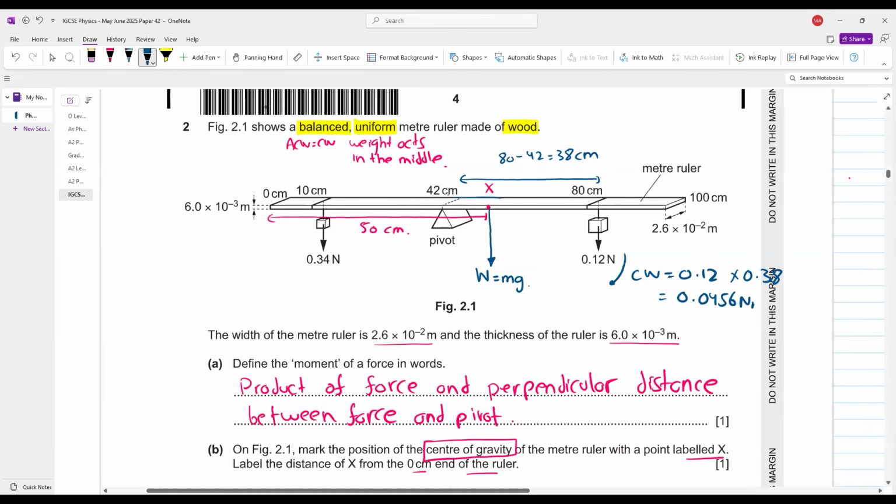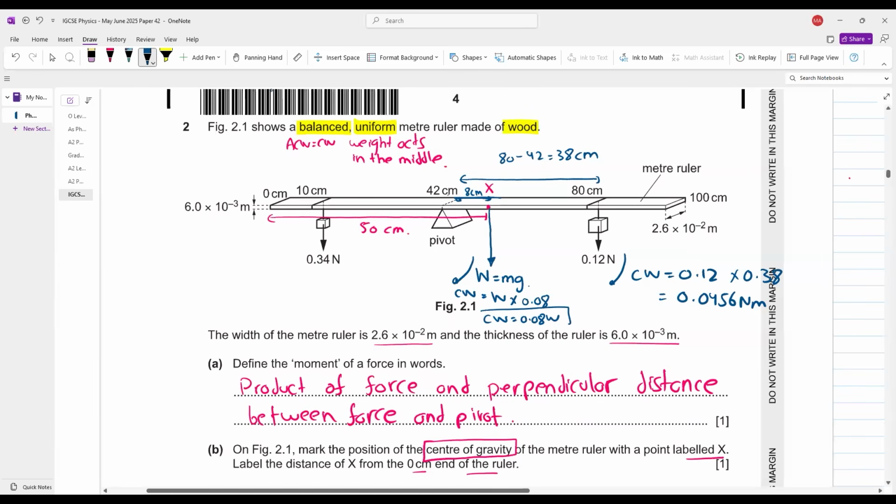Is anything else generating clockwise moment? Yes, this weight is also generating clockwise moment. W into the distance from the pivot. What is the distance from the pivot to X? That is 8 centimeter, multiplied by 0.08. Clockwise moment is equal to 0.08 W.